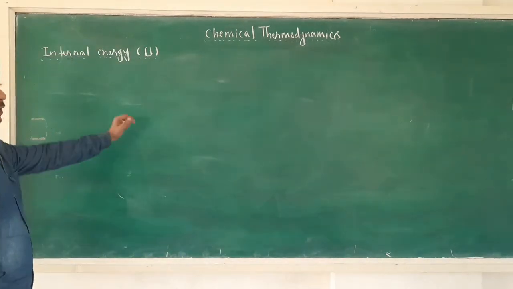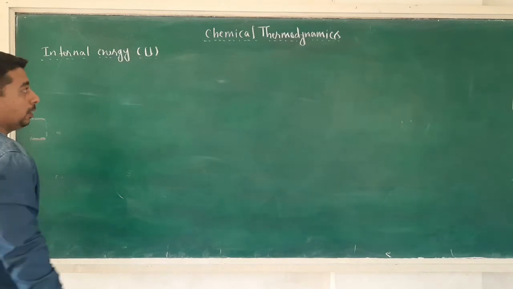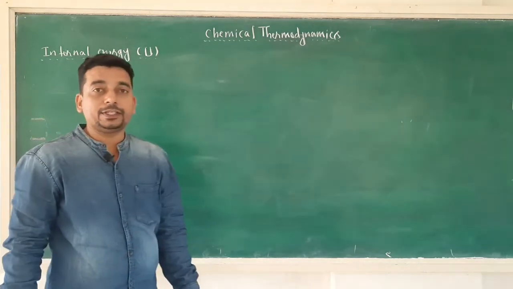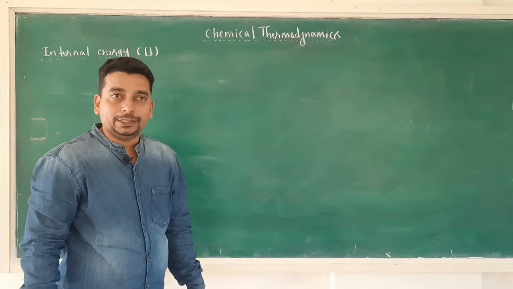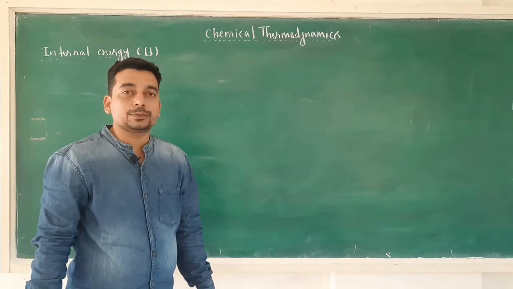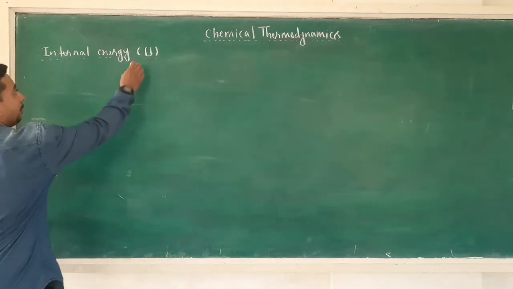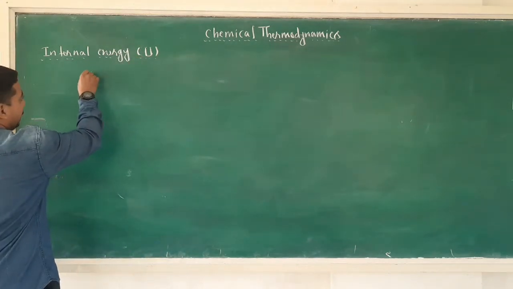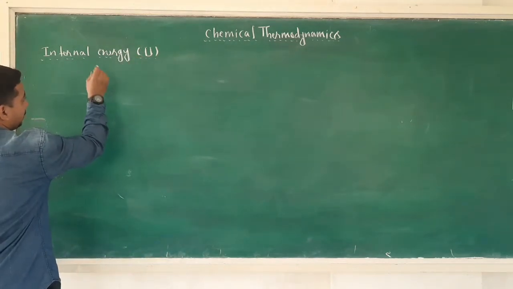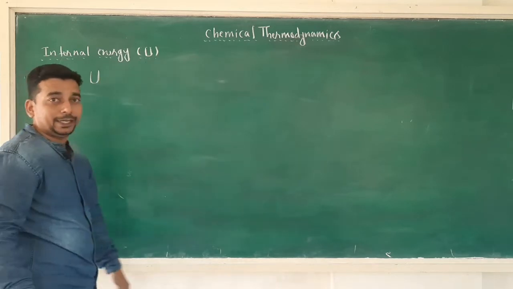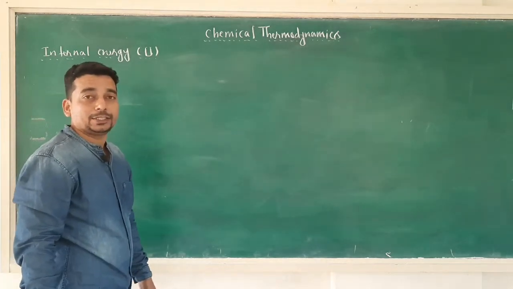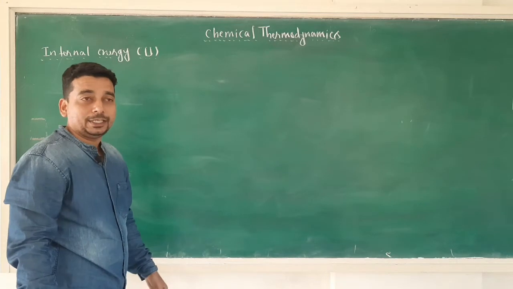Next topic is internal energy U. Now every substance is associated with a definite amount of energy. That amount of energy stored in a substance is called internal energy. This internal energy is given by capital U, and the internal energy of any substance is the sum of kinetic energy and potential energy of the particles which are present in the substance.